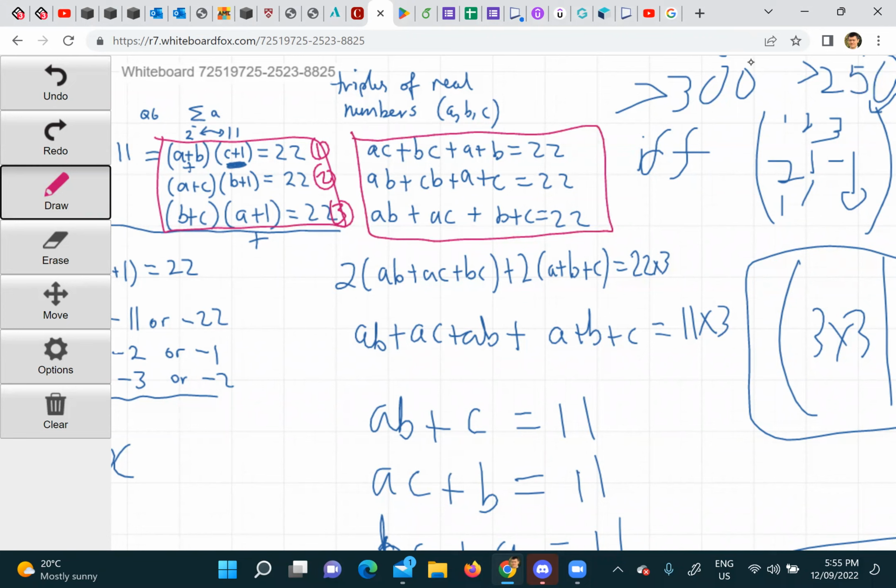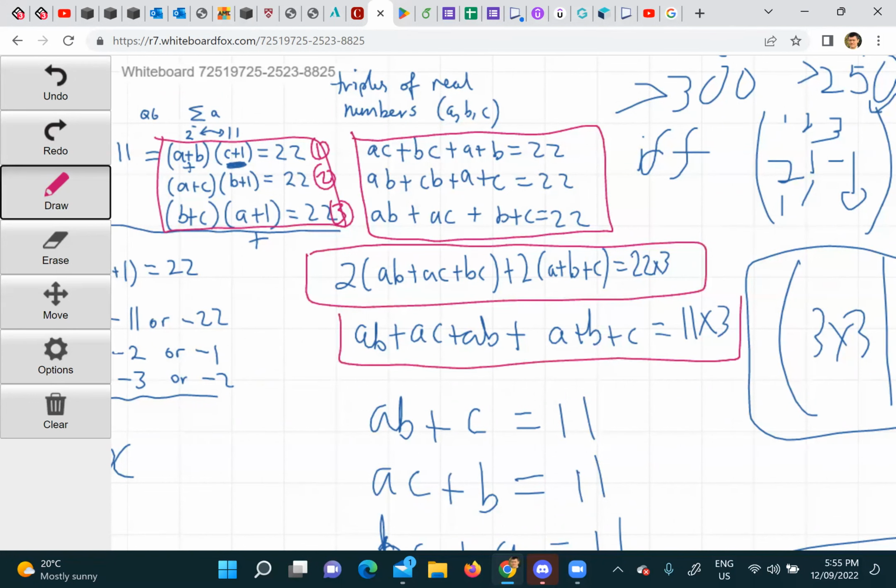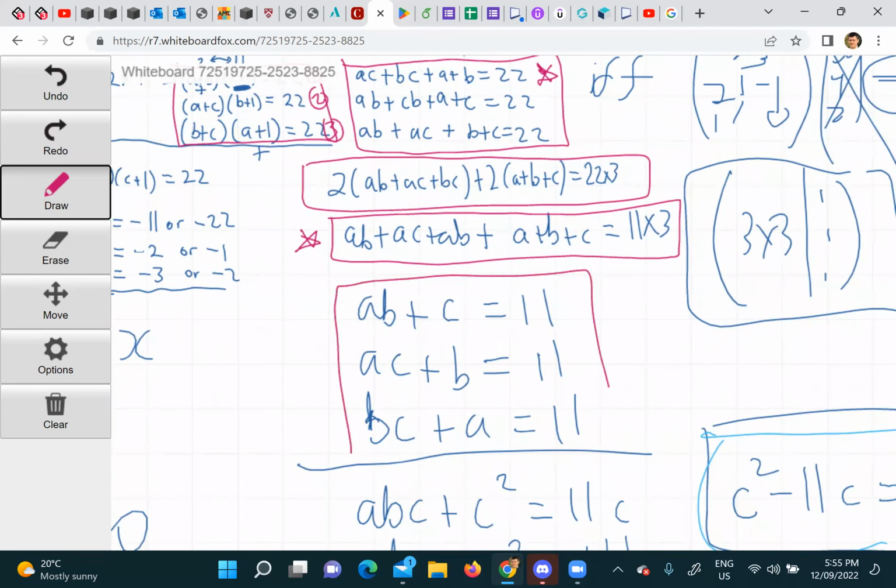And then when we add those equations together, we get this equation, which simplifies after cancelling by 2 to this equation. The nice thing about this equation is it has 3 terms plus 3 terms, and every one of the original expanded equations has 2 of those 3 terms. So if you subtract these ones from this one, you get these 3 equations. You agree?